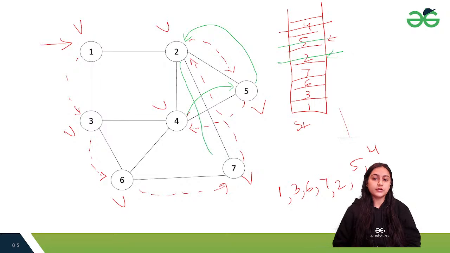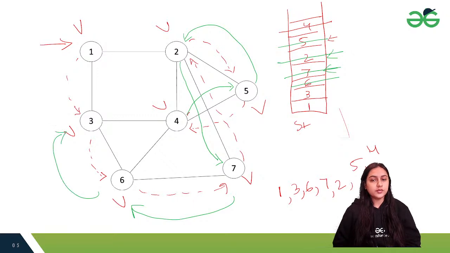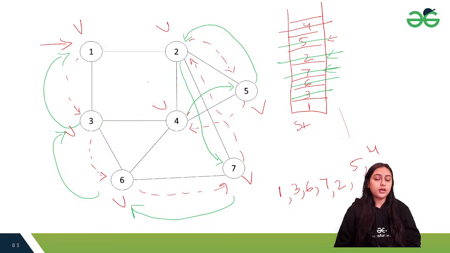7 चले गए। ठीक है, क्या 7 से कोई ऐसी नोड कनेक्टेड है जो विजिटेड नहीं हो? नहीं। 7 से हम कहाँ जाएंगे? 6 जाएंगे। ठीक है, क्या 6 से कोई ऐसी नोड कनेक्टेड है जो विजिटेड नहीं हो? नहीं। तो हम 6 से कहाँ जाएंगे? हम 6 से 3 जाएंगे। क्या 3 से कोई ऐसी नोड कनेक्टेड है जो विजिटेड नहीं हो? नहीं। हम 3 से कहाँ जाएंगे? 1। क्या 1 से कोई ऐसी नोड कनेक्टेड है जो विजिटेड नहीं हो?